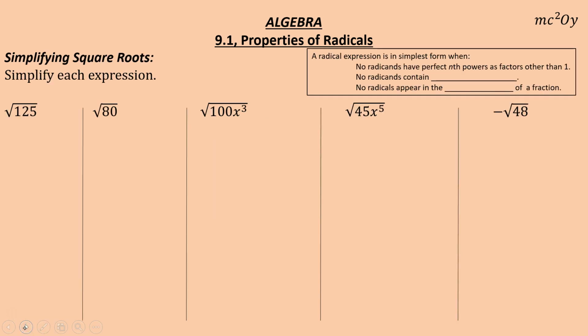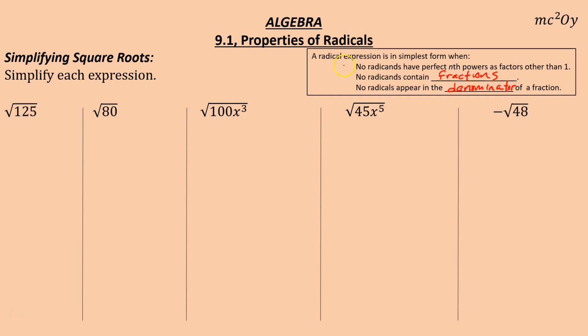So when we're simplifying, remember the rules for simplifying. A radical expression is in simplest form when no radicands have a perfect nth root or nth powers as factors other than 1. No radicals contain fractions. So I'm going to have you fill this in quite a bit just so you remember. And no radicals appear in the denominator. Okay, hopefully this will get boring and monotonous of the fraction there.